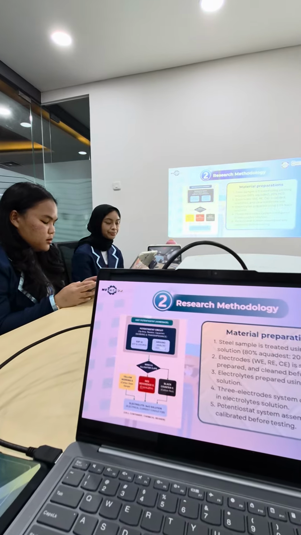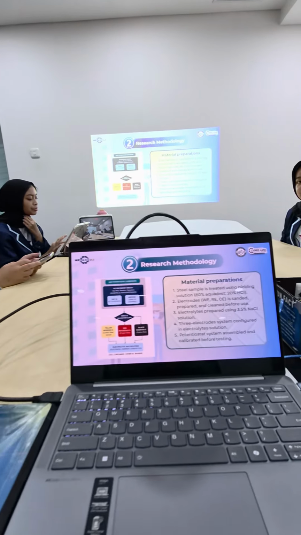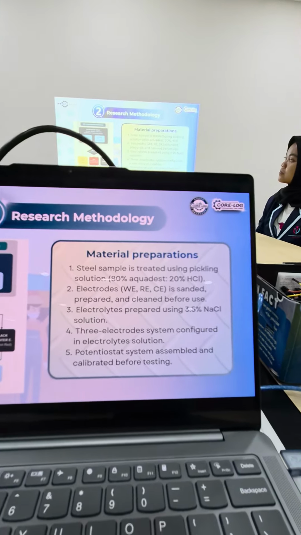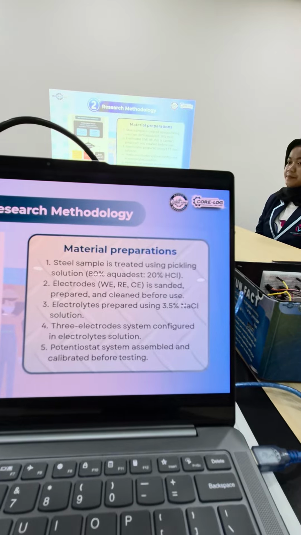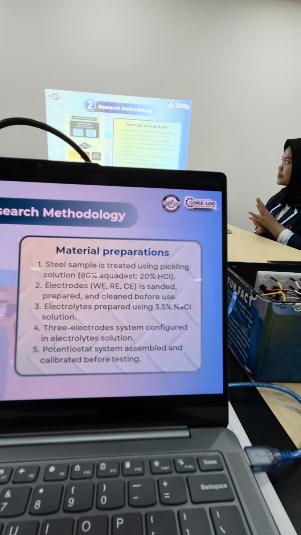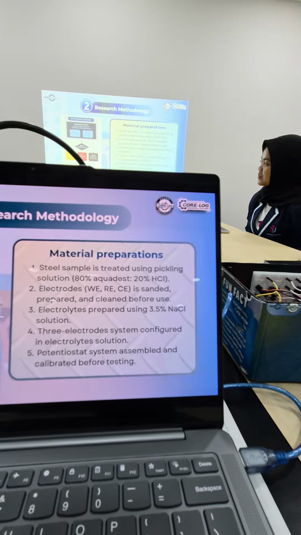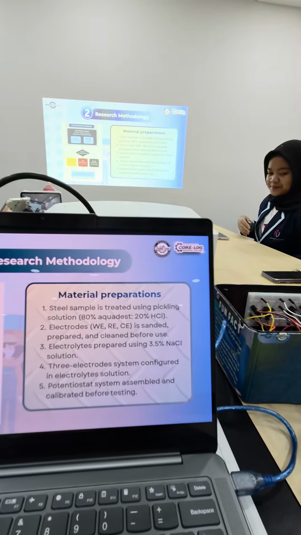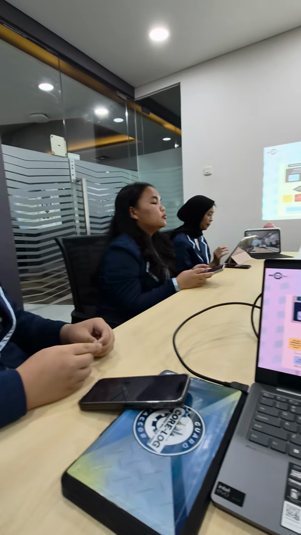Okay, next. For the material preparation, first, the steel sample is treated using the pickling solution with a ratio of 80% aqueous and 20% hydrochloric acid. Meanwhile, the other electrodes, the reference and counter, are sanded, polished, and cleaned before use. The electrolyte prepared is 3.5% sodium chloride, and we use the 3 electrode system configured in the electrolyte solution. Before the testing, the potentiostat system is assembled and calibrated.